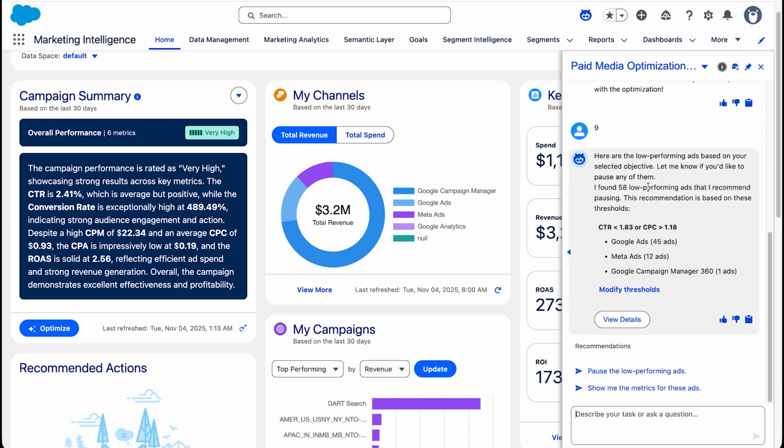So we can see here the agent has returned about 45 ads on Google, 12 ads on Meta, and 1 ad on Google Campaign Manager, because the click-through rate was lower than 1.83 and the cost per click was greater than 1.18. Now, you can modify these thresholds because obviously these will change from customer to customer. So actually what I can do here, we can see the recommendation from within the agent to simply pause all low performing ads. And all of this is done in a centralized manner through the Marketing Intelligence app on the Data 360 platform.